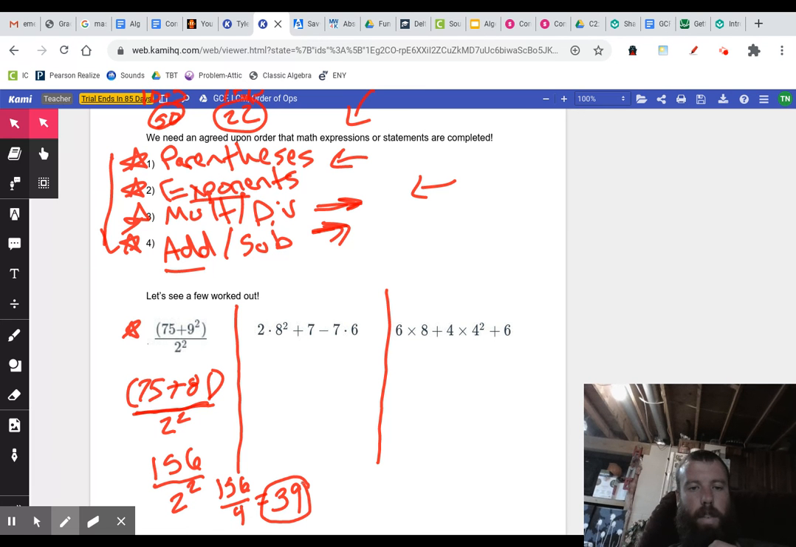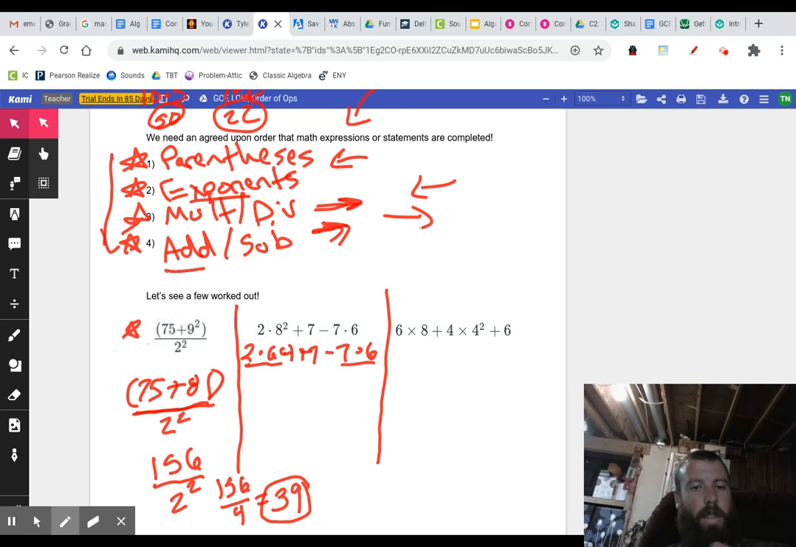So now I'm going to write down, I didn't touch this 2. 2 times 64 plus 7 minus 7 times 6. Start our checklist again. Parentheses, no. It's a terrible looking 64. Let's fix that. Parentheses, no. Exponents, no. Multiplication or division, yes. I have multiplication here, and I have multiplication here. Remember, we do it from left to right.